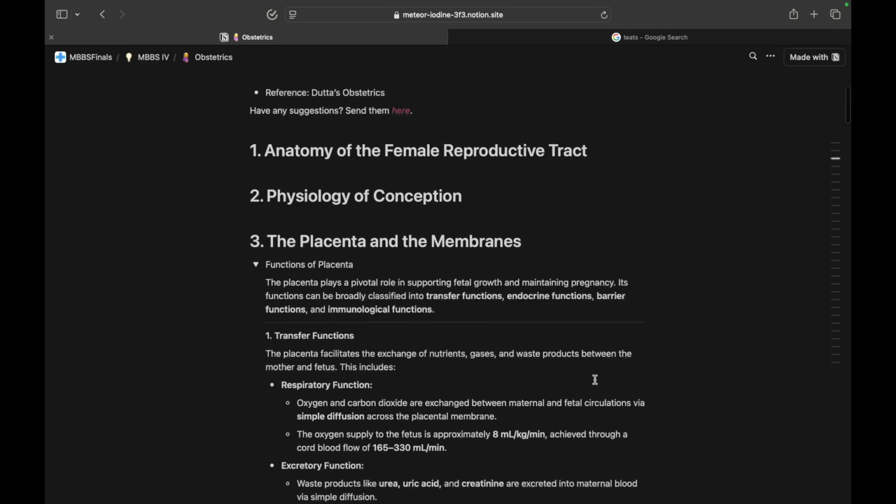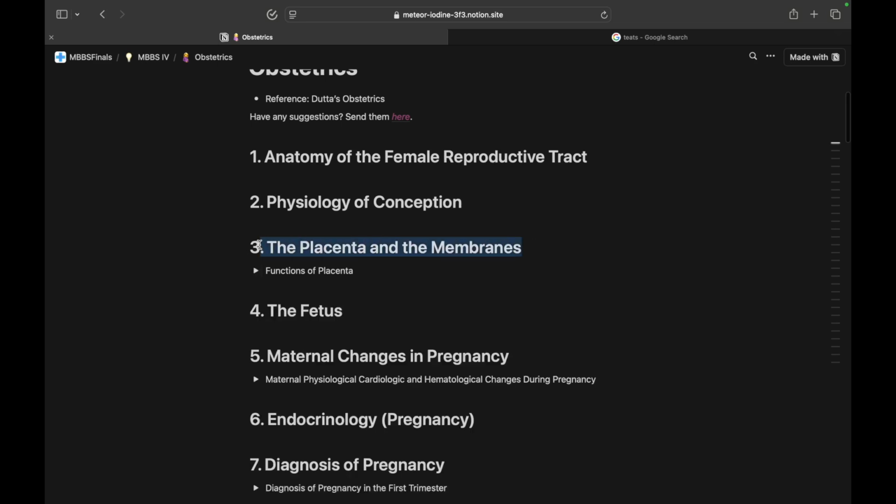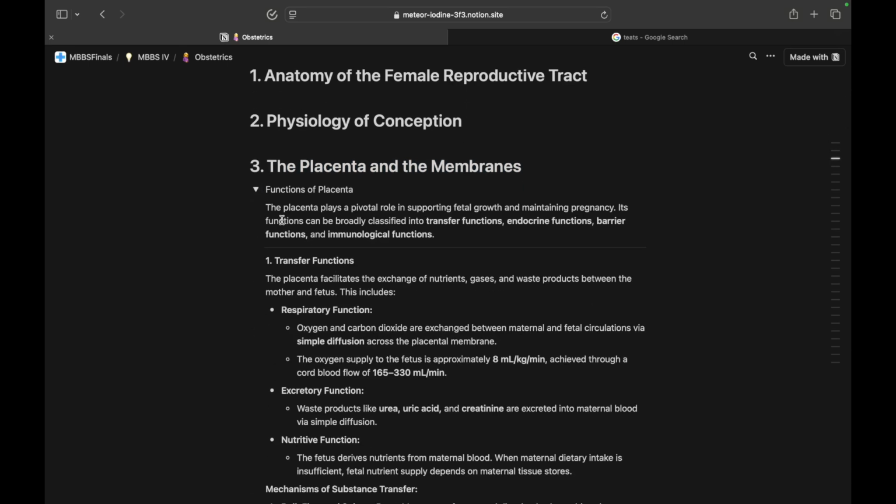And now we have obstetrics. So in obstetrics, we would be starting from the third chapter, because from the third chapter the important questions begin. And now coming to the first one, which is functions of placenta.